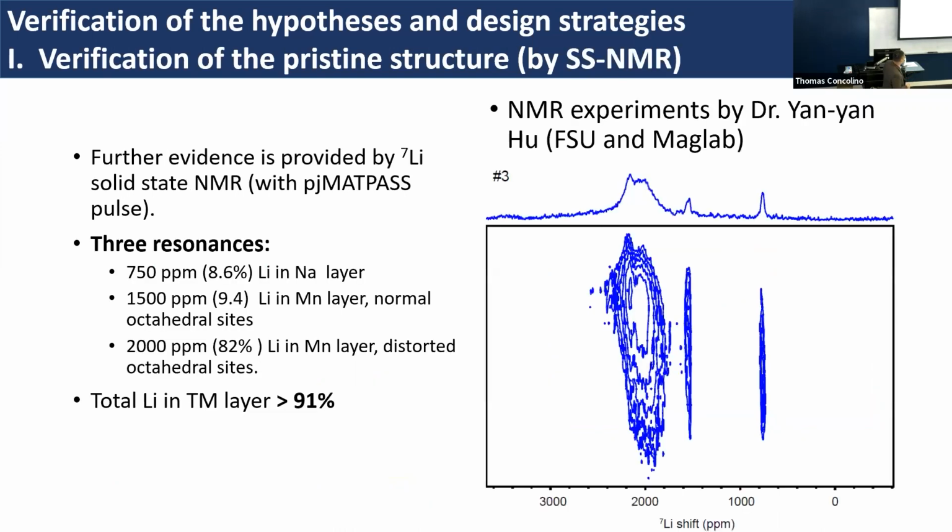So we use solid state NMR to quantify it, because lithium at different crystal sites has very distinguishable signals in solid state NMR. There are a lot of NMR details, which there's no time for today. But our conclusion is that 90% of the lithium we put in the material goes into the transition metal layer. Only 9% of the lithium stays in the sodium layer. So we can see that we mostly obtain what we designed.